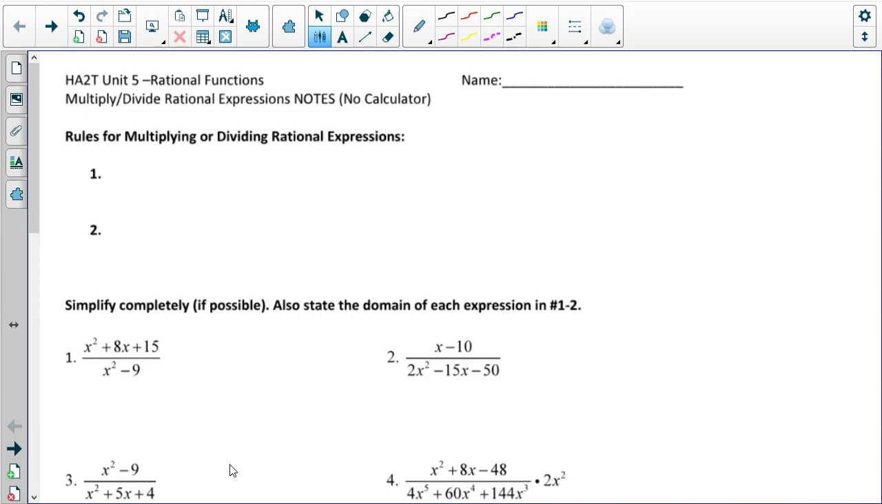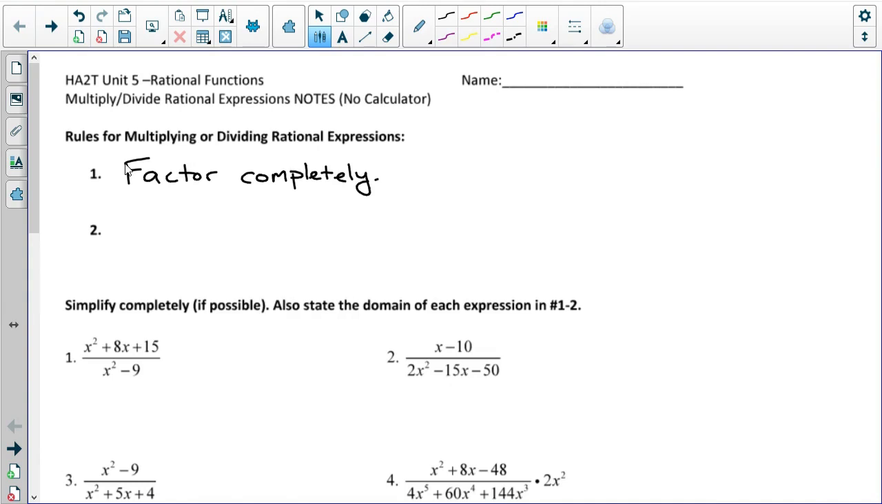Today's video is on multiplying and dividing rational expressions. So there are two rules that we're going to talk about for multiplying or dividing rational expressions. The first rule that will help us simplify these completely is to factor completely. So we want to factor the numerator and denominator as completely as we possibly can.